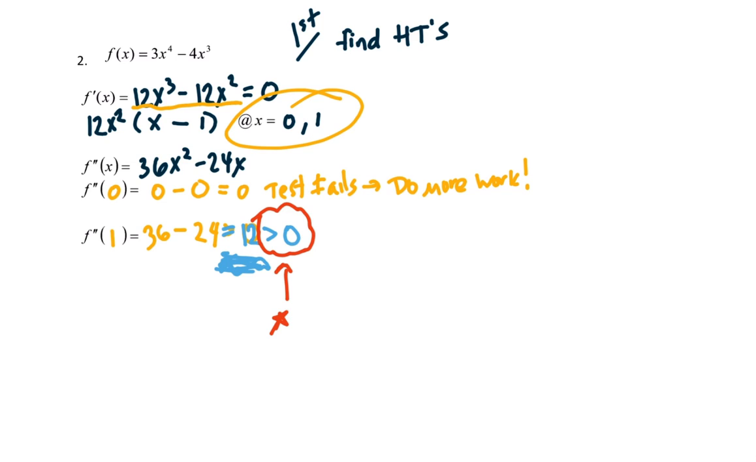All right, in any case, the fact that the second derivative is positive tells us that f is concave up. And if I'm concave up and I have a horizontal tangent, that means I have a local min at x equals 1. Okay, so what do we do about this location where our second derivative test fails?